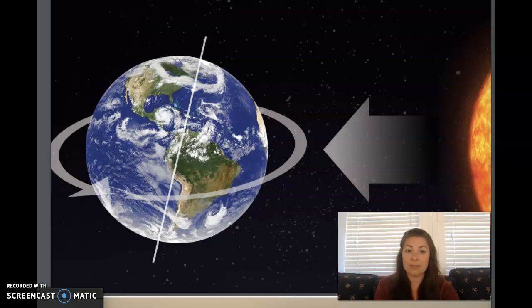We call this daytime. The other half of Earth is in darkness, and we call this nighttime. As Earth continues to rotate, the part of Earth that had sunlight moves into darkness, and the part that had darkness moves into the sunlight. This is a never-ending cycle of daytime and nighttime.